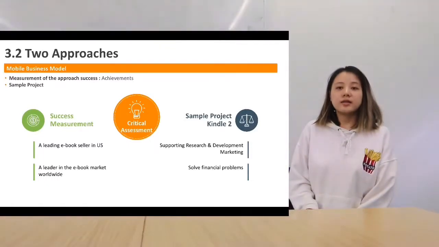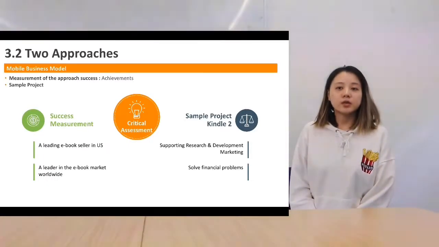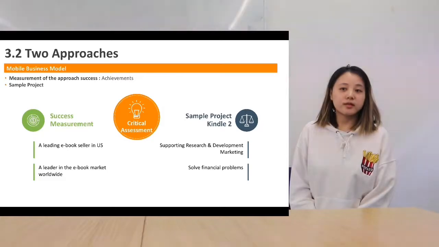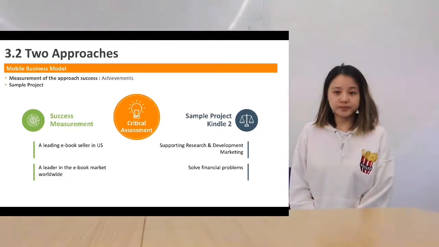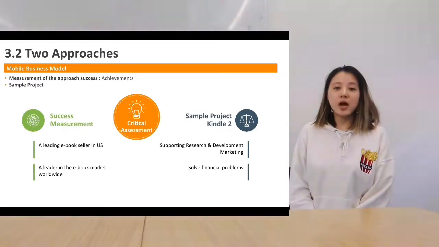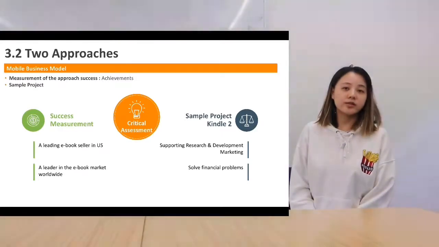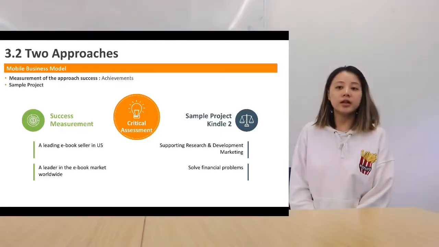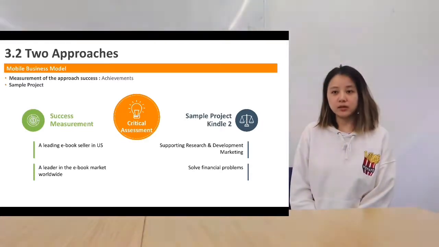And then the second is the mobile business model. I will measure the approach's success based on achievements. There are two important achievements. Amazon is a leading ebook seller in the United States and is a leader in the ebook market worldwide.